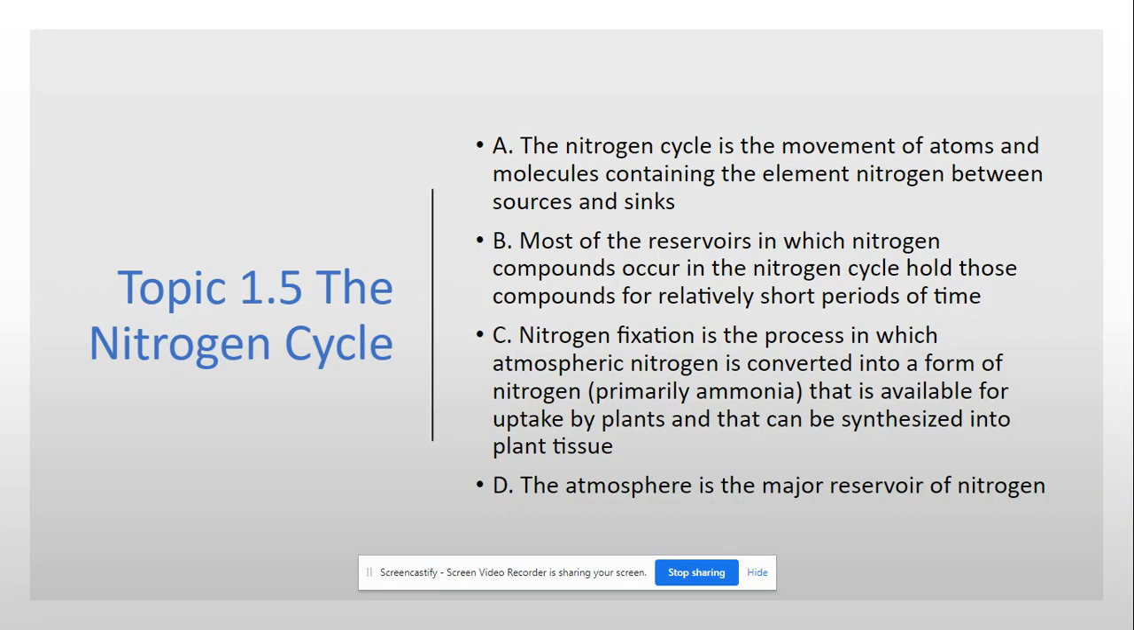Now, moving on to the nitrogen cycle, this is probably the most complicated cycle that we need to know. We can see here that nitrogen fixation is a very important part of our cycle. It's a process in which atmospheric nitrogen gets converted into a form that plants can actually uptake and use.